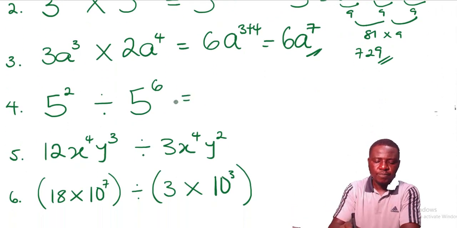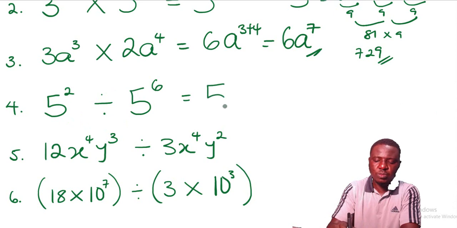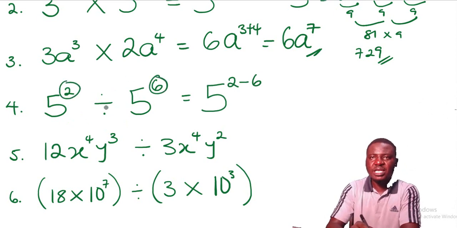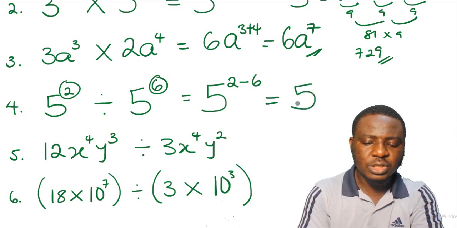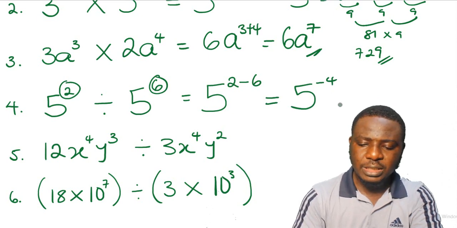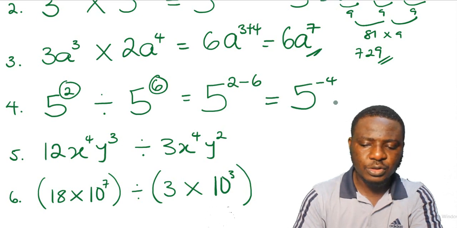Example 4, 5 squared divided by 5 raised to the power of 6. Since the bases are equal and we are asked to divide, this gives us an idea of the subtraction law. So this is said to be 5 raised to the power of 2 minus 6. Now, irrespective of which of the digits is bigger, that which comes first is to subtract the second one. So this is equal to 5 raised to the power of 2 minus 6, and 2 minus 6 gives us minus 4 using your number line. So this can be simplified to be 5 raised to the power of minus 4.